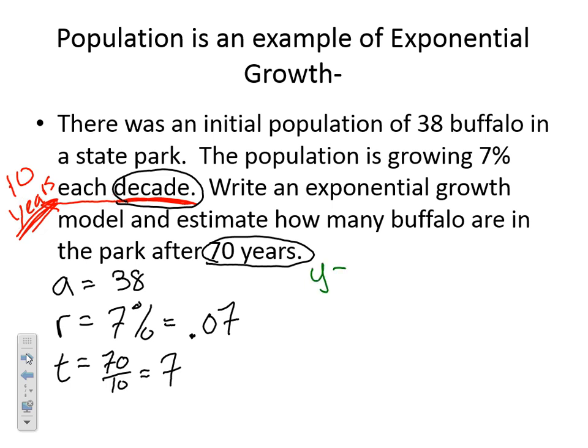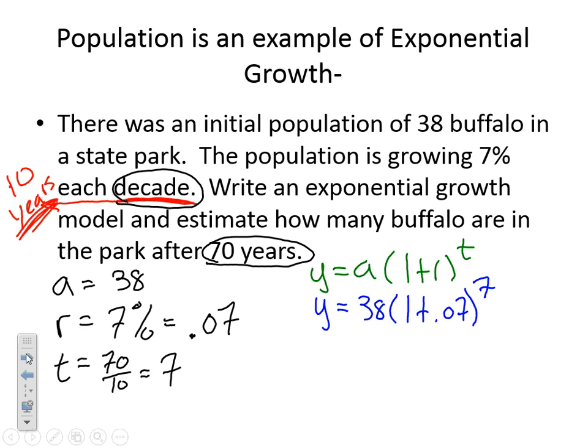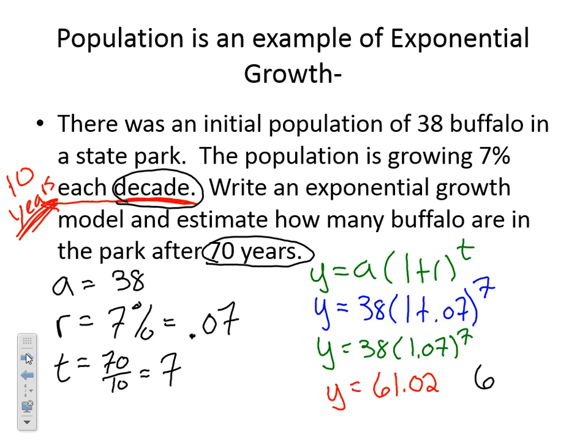So our formula is y equals a times 1 plus r to the t. So y equals 38 times the quantity 1 plus 0.07 to the 7th power. Simplify this: y equals 38 times 1.07 to the 7th power. Type all of this into our calculator and we get y equals 61.02. But since we're talking about buffalo, we can't have 0.02 of a buffalo. So our answer is just going to be 61 buffalo. So our population is going to increase to 61 buffaloes.